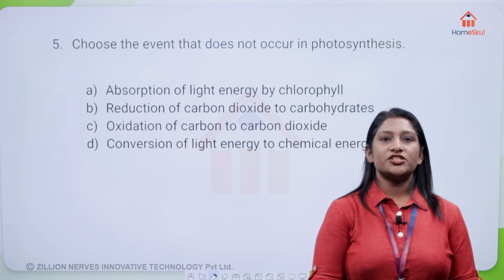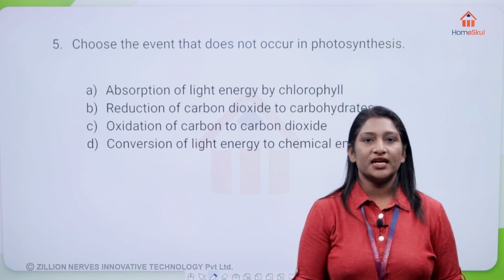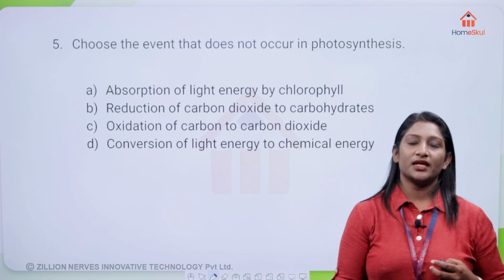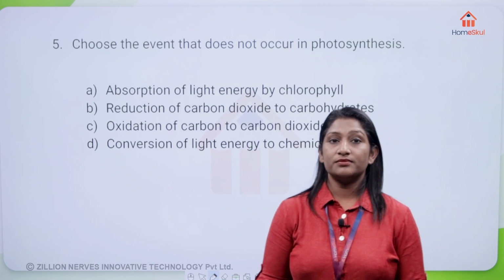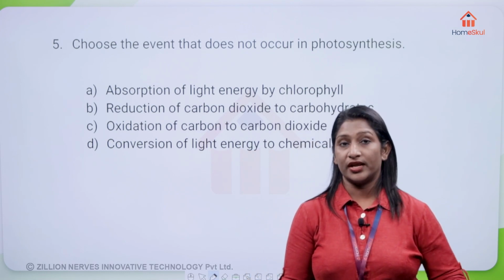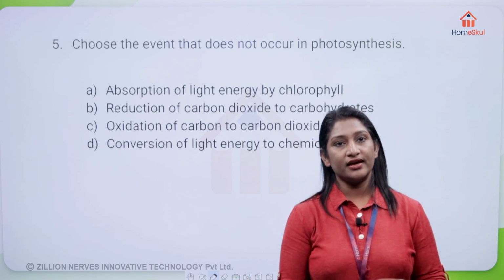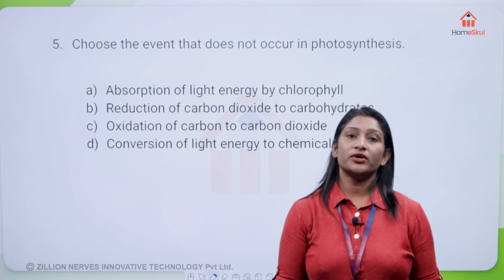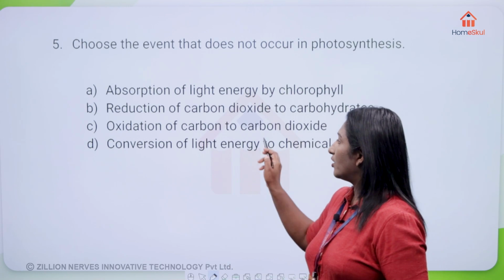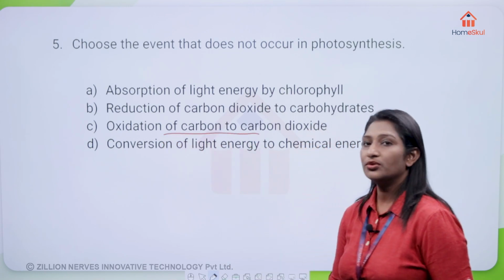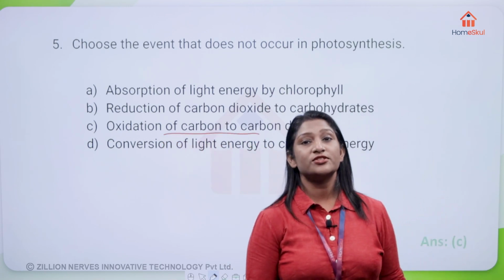Oxidation of carbon to carbon dioxide, conversion of light energy to chemical energy. We know that photosynthesis has three major events. They are absorption, conversion, and reduction, isn't it? So here, the event which is not a part of photosynthesis is what? Oxidation of carbon to carbon dioxide. So answer is option C.